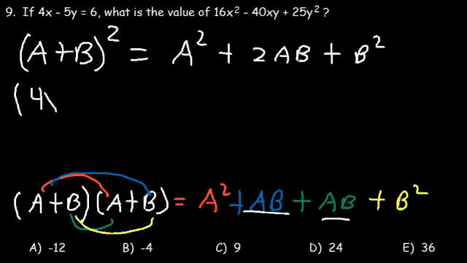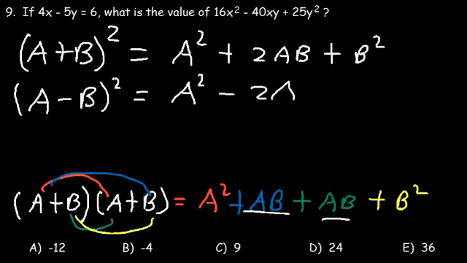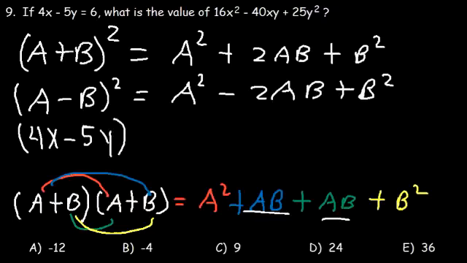By the way, if there's a minus sign, it's a minus b squared. a minus b squared is a squared minus 2ab plus b squared. But it's very similar. So we can see that a is equivalent to 4x and b is equivalent to 5y. So therefore, if a is 4x, that means a squared is 4x times 4x, which is 16x squared. And if b is 5y, that means b squared is 5y times 5y, which is 25y squared.